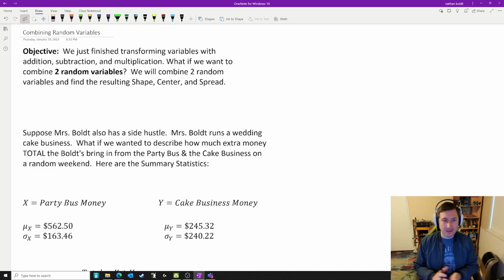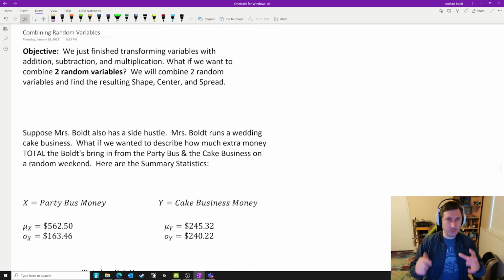We have another topic today to look at. I know it's Friday, but this isn't that bad. When we're trying to transform variables, there's one more thing we can do. We can combine two random variables.